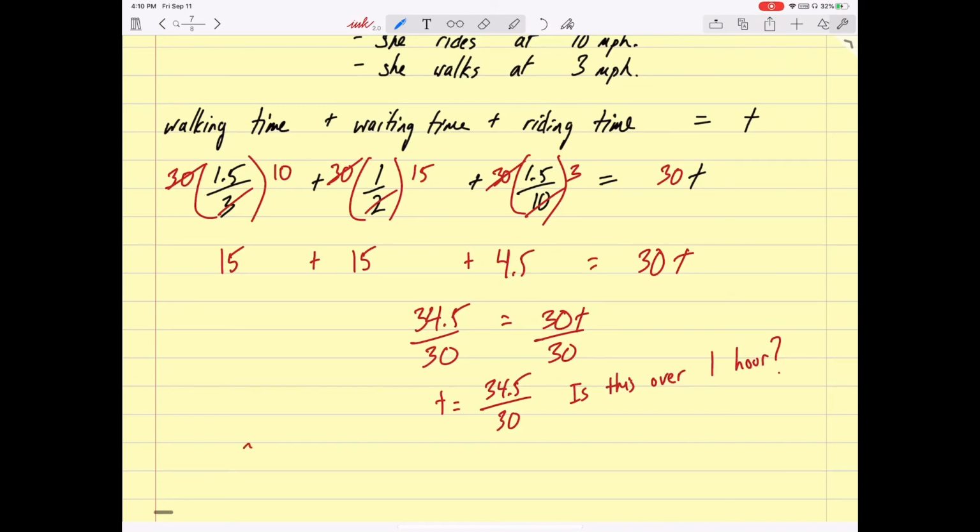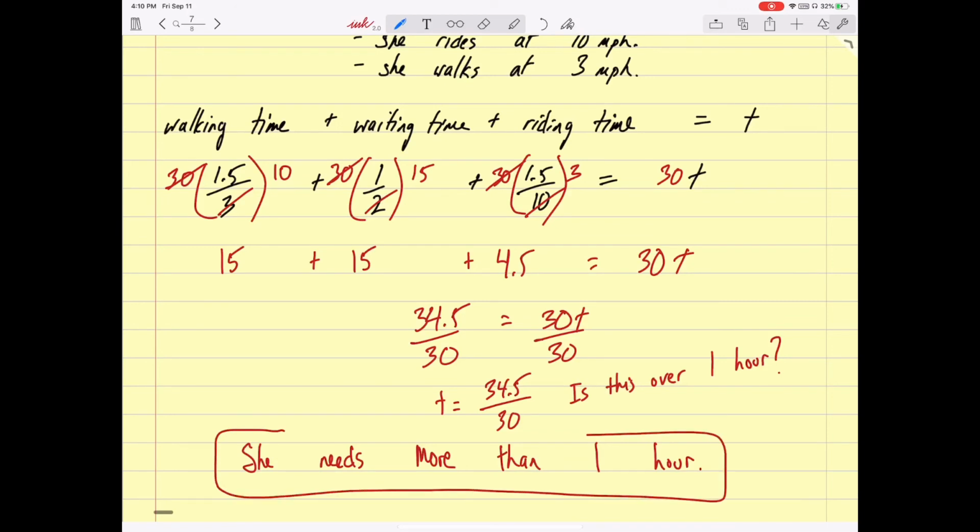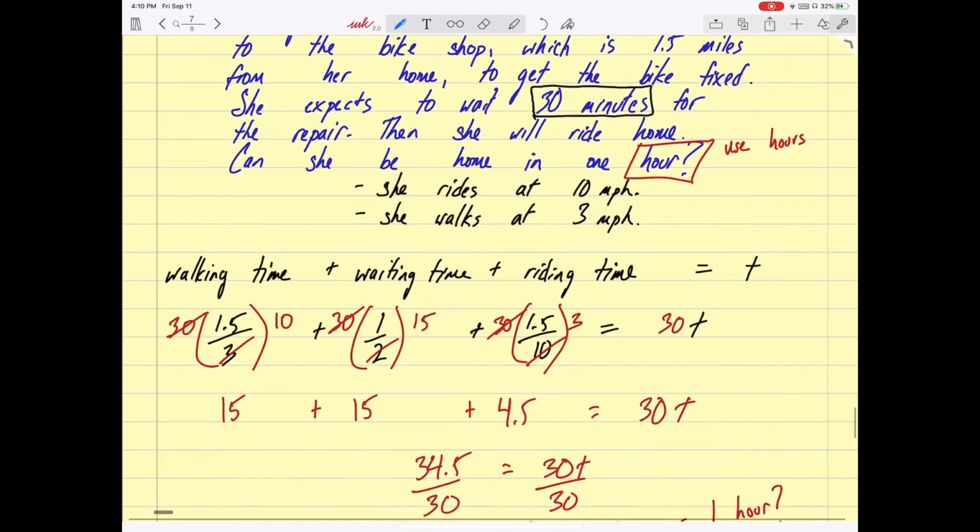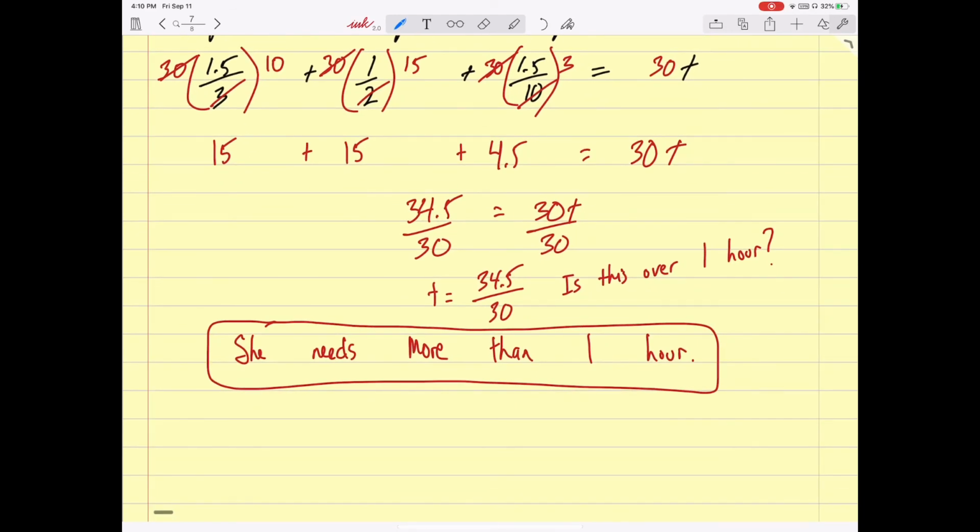So she needs more than 1 hour. So this is the true answer to the question, even though all of our supporting work is behind us. The question was, can she be home in 1 hour? And the answer is no, she needs more than 1 hour.